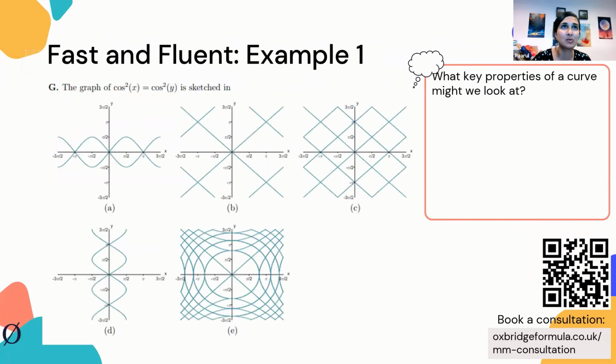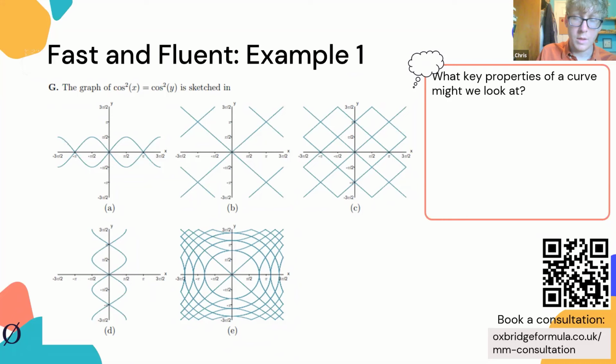Everyone have a quick look at this one. The question is, the graph of cos squared of x equals cos squared of y. Which of the following represents this graph? So have a think for about 10 seconds, and then Chris will go through what he would do in this question to answer it quickly. All right, go for it, Chris.